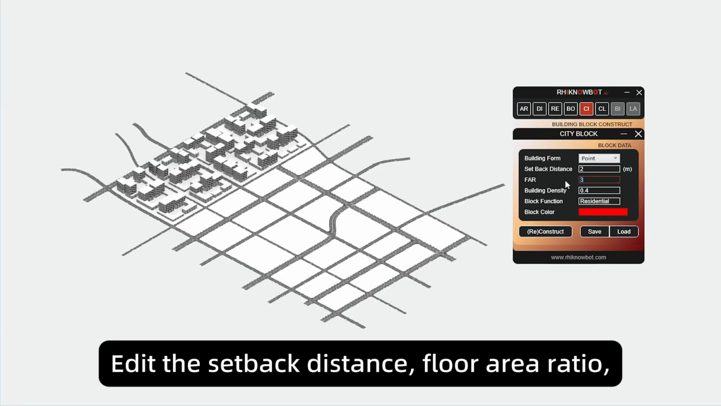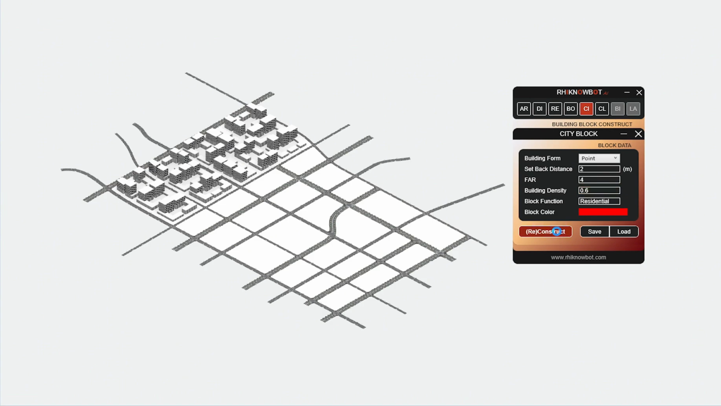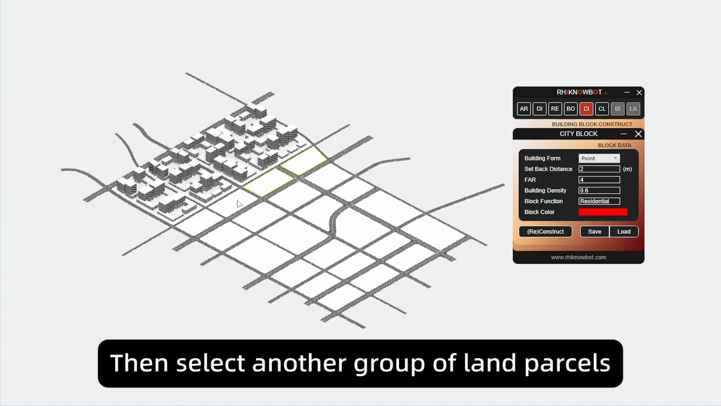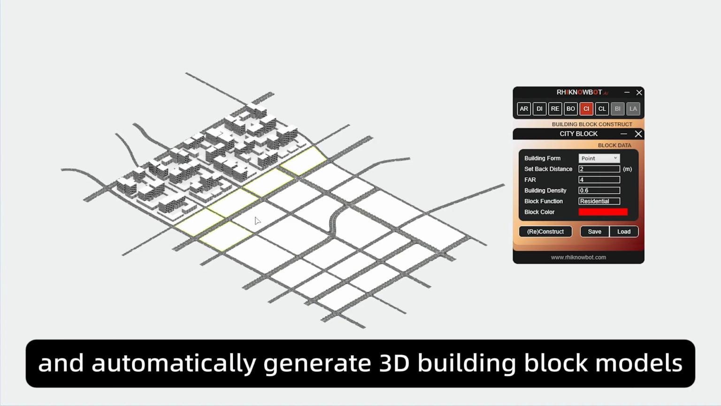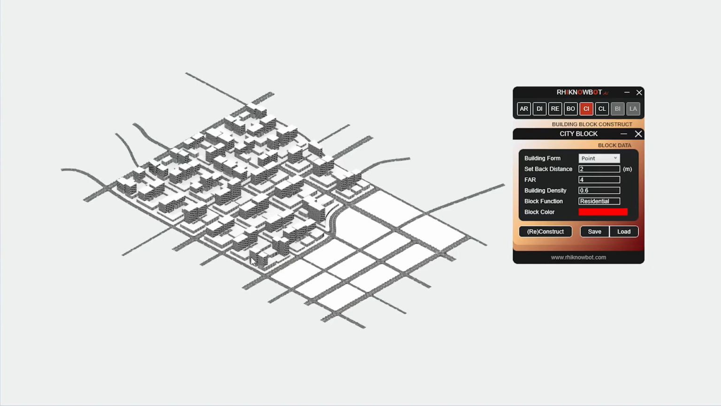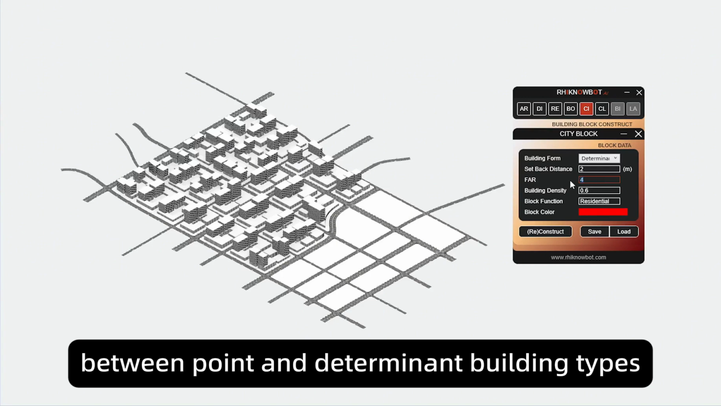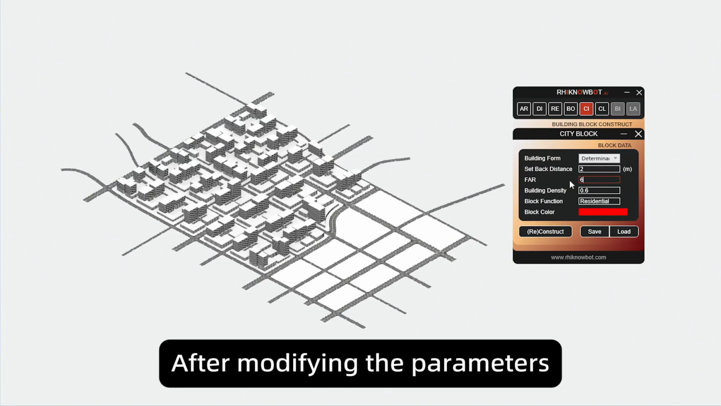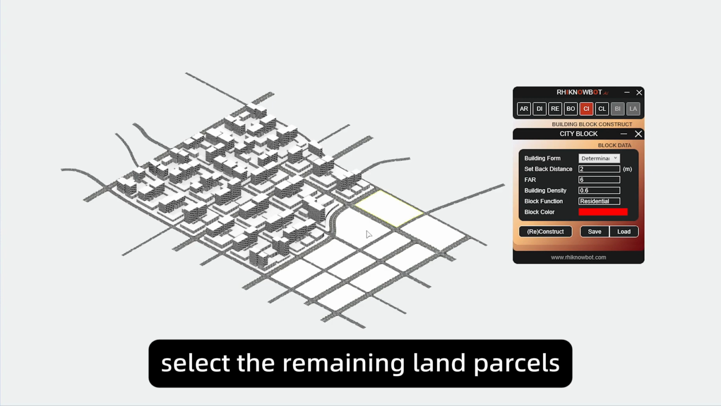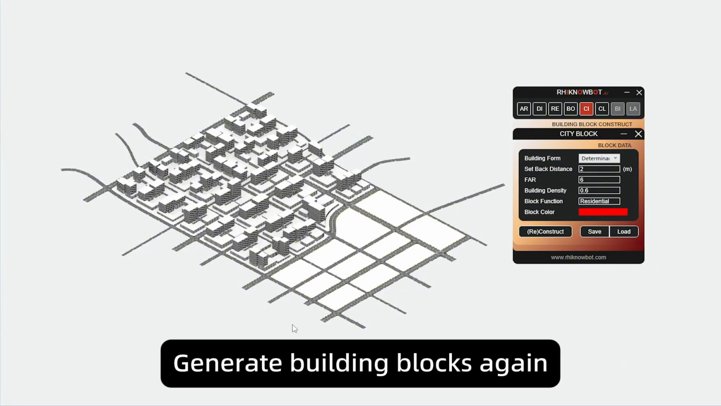Edit the setback distance, floor area ratio, and building density. Then select another group of land parcels and automatically generate 3D building block models. The building form can be switched between point and determinant building types. After modifying the parameters, select the remaining land parcels. Generate building blocks again.